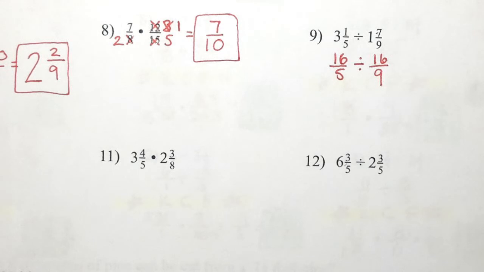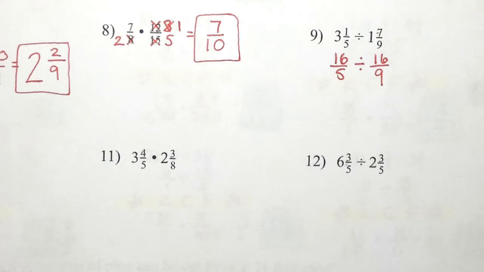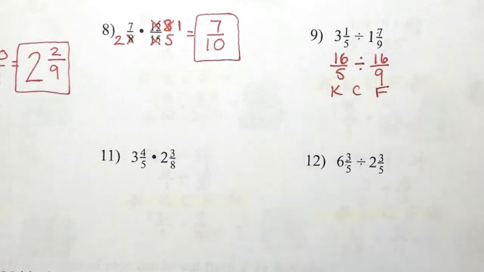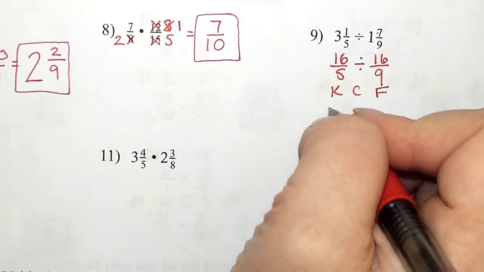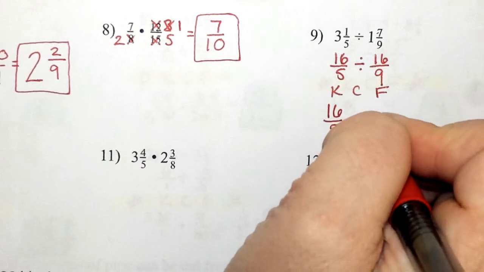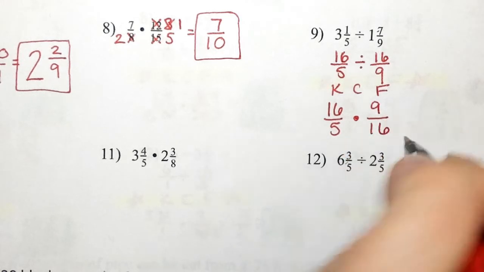We have to keep change flip. You can only simplify if it says multiply. Does this say multiply? No. So can I simplify? No. All right, so we're going to keep change and flip like Owen said. So Owen, what's my new problem going to say? 16 over 5 times 9 over 16. Perfect. 16 over 5 times 9 over 16.